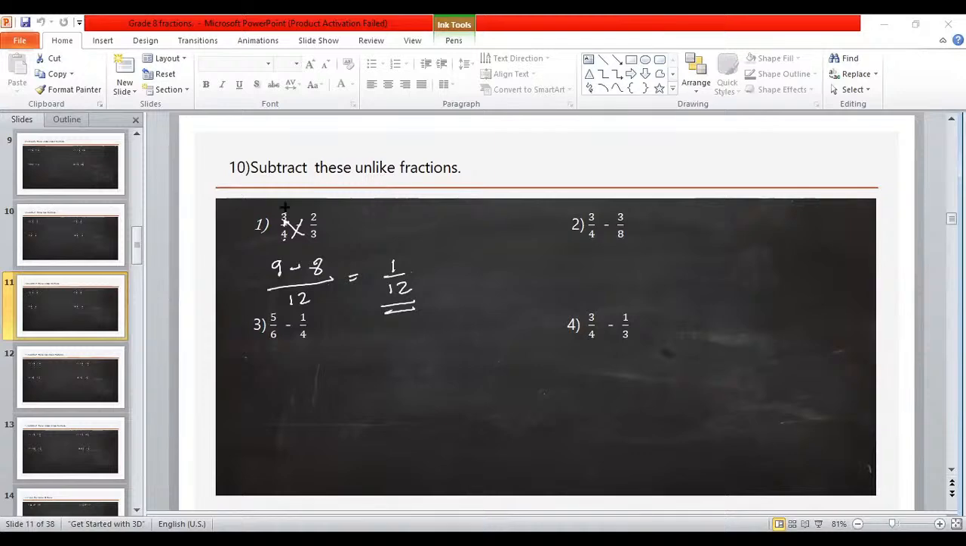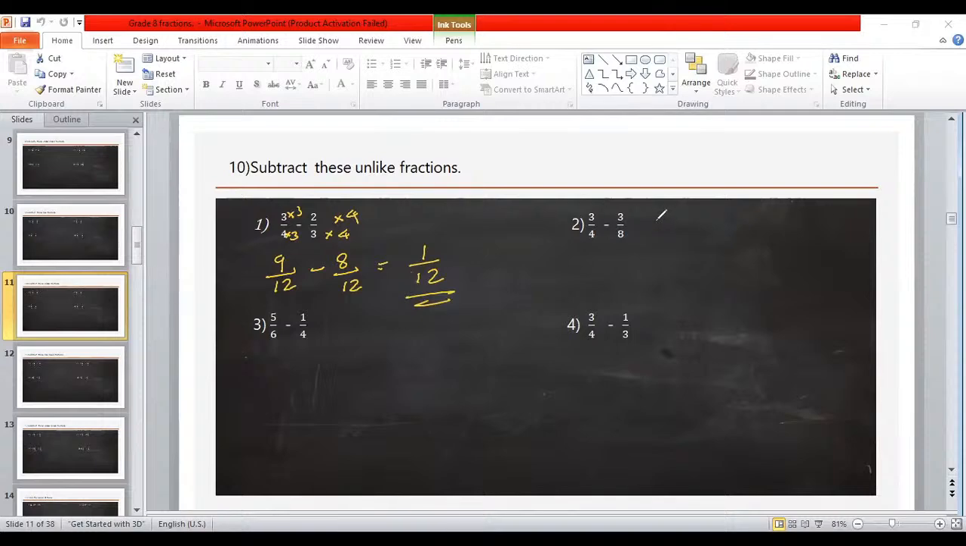You can convert this to a common denominator, right? The common denominator of 4 and 3 is 12. So this is times 3, this is times 3, this is times 4, this is times 4. 3 times 3, 9 over 4 times 3, 12 minus 8 over 3 times 4, 12. 9 minus 8, 1 over 12. This way also you can do. Any method you can follow, right?